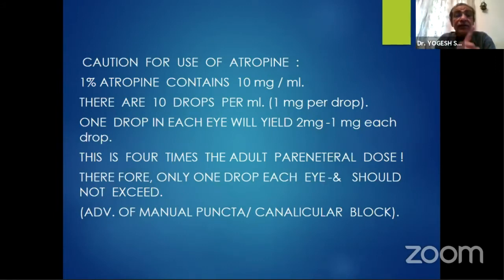This is 4 times the adult parenteral dose. You only give 0.4 milligram when you get an IV atropine. So this is 4 times the dose of a parenteral in an adult. Therefore, only 1 drop each eye should not be exceeded. Okay, and that's why we always say that you block the puncta for at least 15 minutes when you are instilling an atropine drop in a child of more than 4 years.